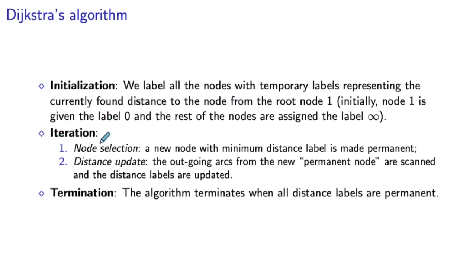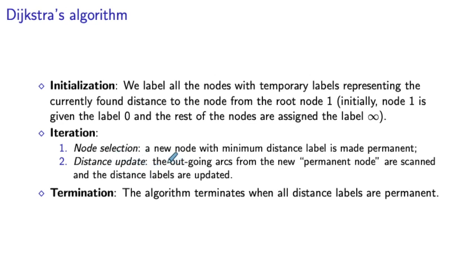And then the iteration consists of 2 parts. In the first part we have the node selection. This is when we fix one of the labels that corresponds to the minimum distance label, and it is made permanent, right? And then after that we proceed to the distance update, or what we call the exploration of this node that we just fixed.